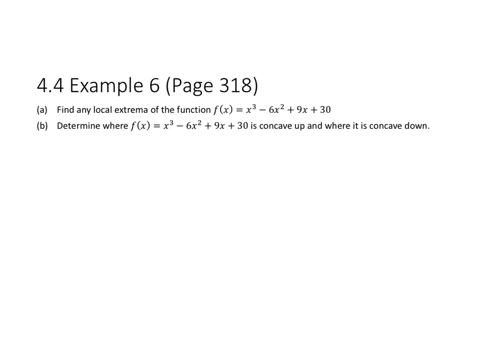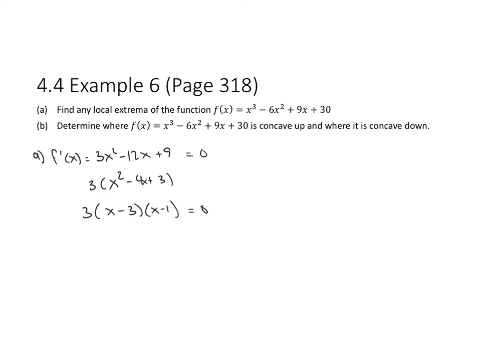How I find where I'm concave up and concave down is exactly the same as how I find when I'm increasing and decreasing. The same idea. So the first thing I do is find my first derivative. So 3x squared minus 12x plus 9. And since I want to know my local extrema, my local mins or maxes, I set it equal to 0. We'll factor out a 3. And that's going to happen at 3 and at 1.